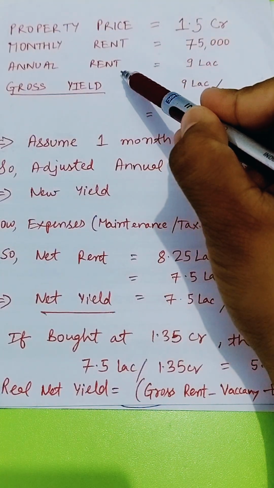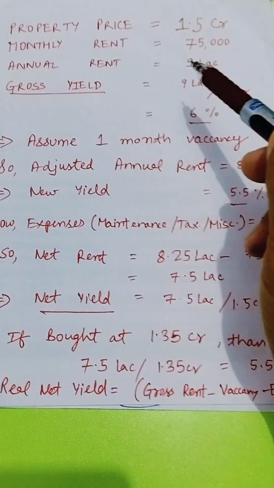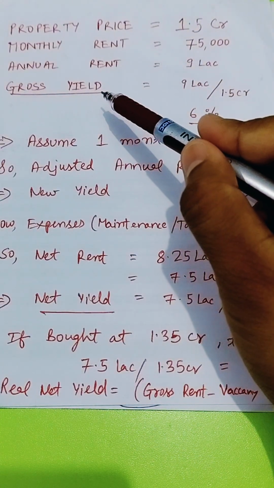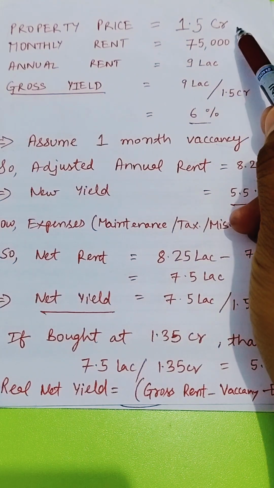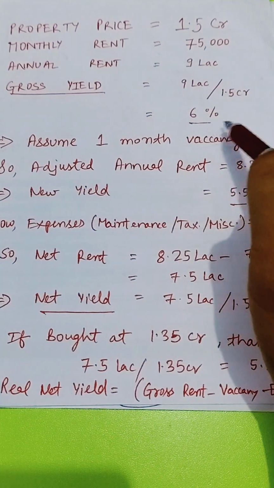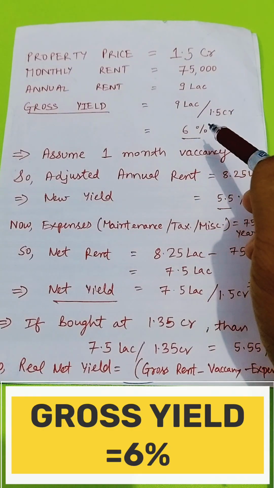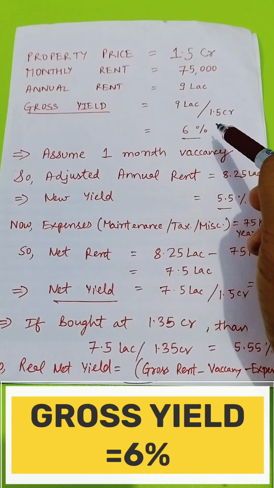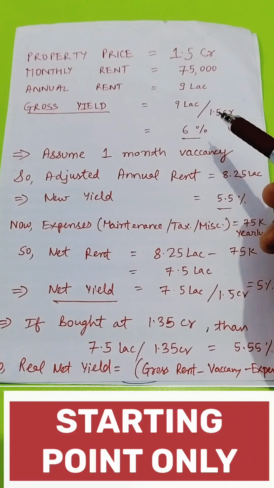So annual rent will be 75,000 into 12, that is 9 lakhs. So gross yield comes out to be 9 lakh divided by 1.5 crore, that is 6%. This 6% is your gross yield. It is correct, but this is only the starting point. Gross yield is not a decision point.